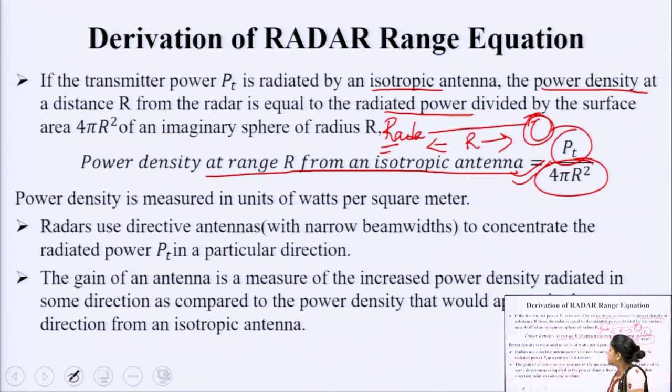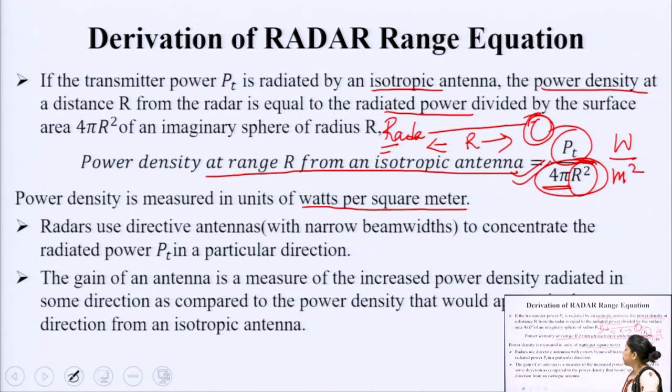The power density is measured in the unit of watt per square meter, because the unit of power is the watt, and r square and 4 pi do not have any unit. So we can say this is watt per meter square.